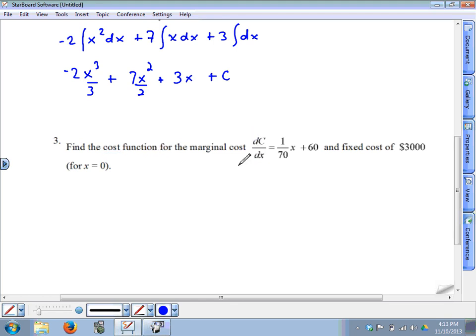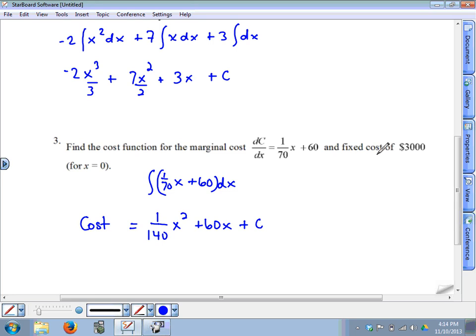So what we need to do is take the integral of 1/70th x plus 60, that's equal to 1 over 140 x squared plus 60x plus c. This is the cost. Now, this is a cost function that could be different depending on the value of c, but they've given us an initial condition here.